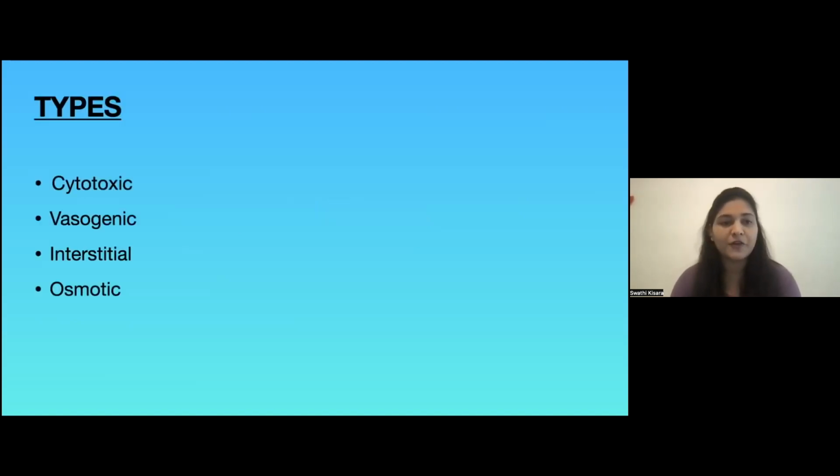So, a brief background on cerebral edema. The following are the various types of cerebral edema: cytotoxic edema, vasogenic edema, interstitial cerebral edema, and osmotic types. I'll be discussing in detail the cytotoxic and the vasogenic types of cerebral edema.